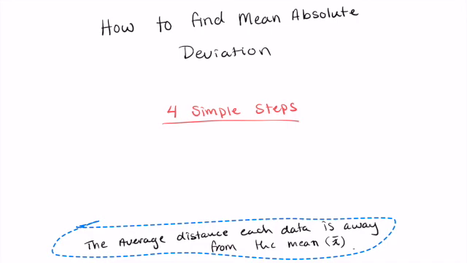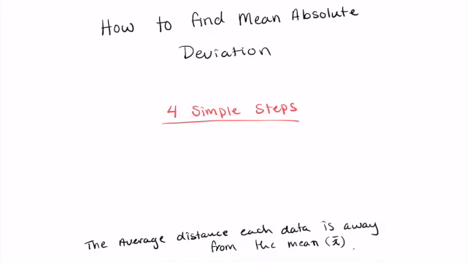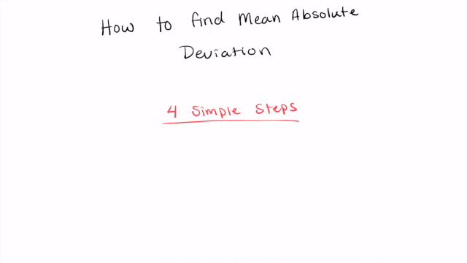It's very easy to find, and I'm going to give you 4 simple steps for finding the mean absolute deviation, or as I like to call it, MAD. So step 1, find the mean. When I'm given a data set, I'm going to find the mean. I'm going to find X bar.